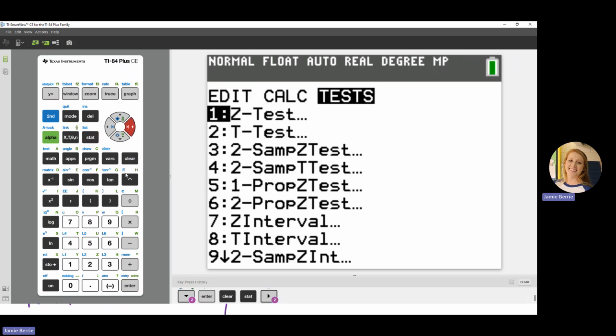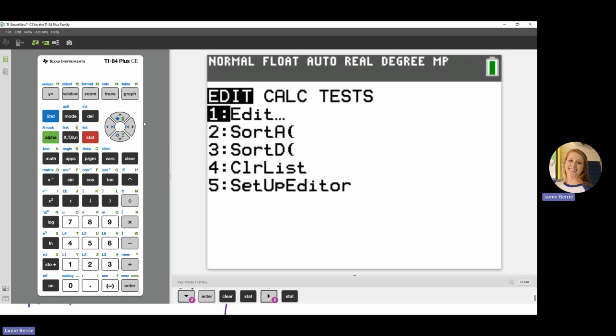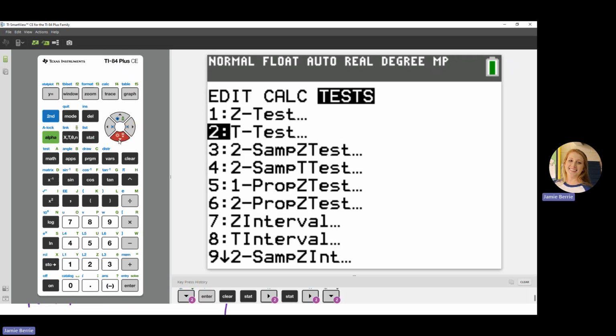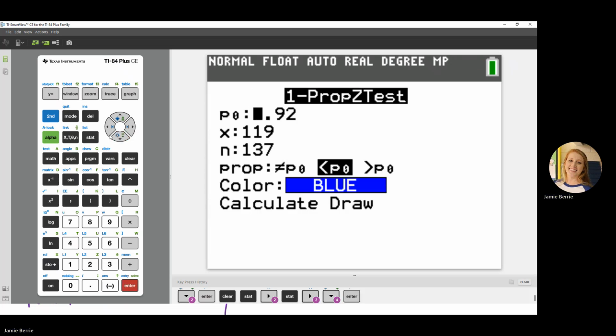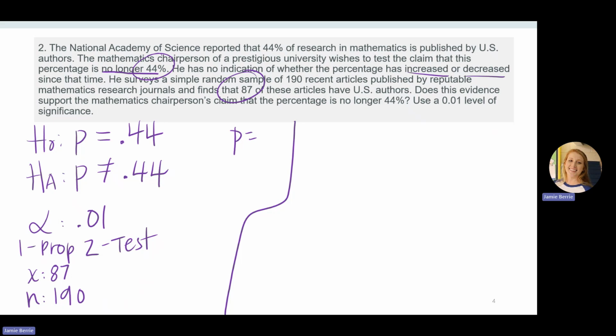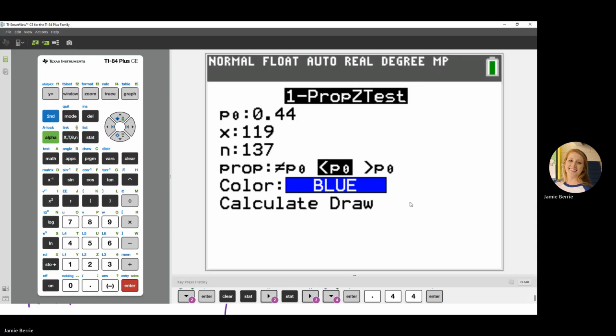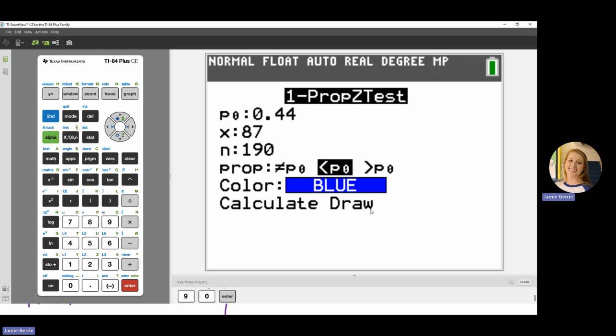Stat, test, down to option 5. Sorry, I went through that kind of fast. So stat, and then over to test, and then down to option 5. 0.44 was the value that's currently believed to be true. Yep, I have already forgotten. All right, so 87 and 190. All right, and then the chairperson thinks that it's no longer 44%.